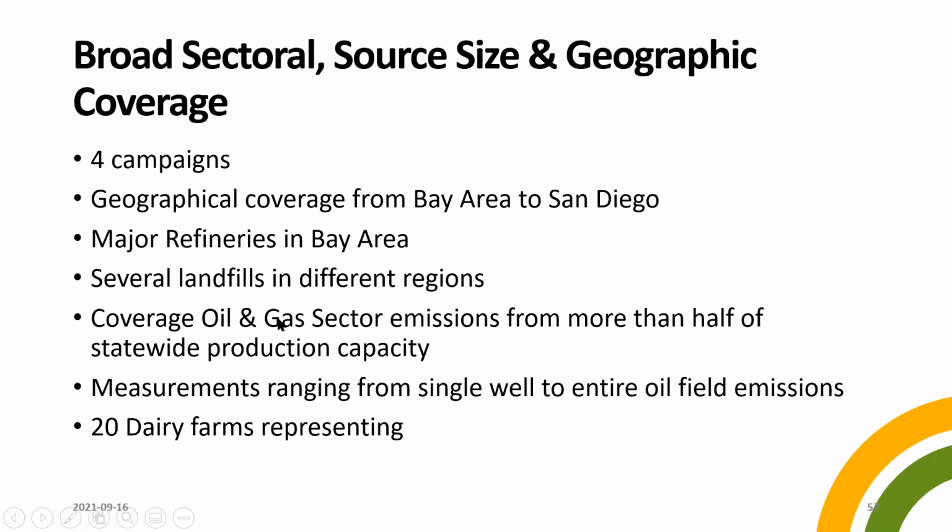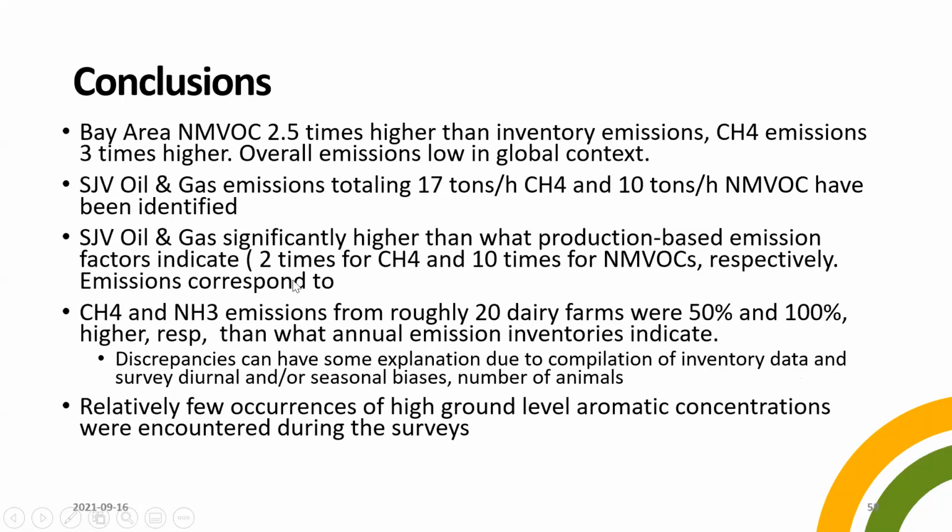We have studied 20 dairies. And some of the conclusions that you already heard are that the Bay Area emissions of the alkanes or NMVOCs were about 2.5 times higher than the inventory emissions, while the methane emission was 3 times higher. But overall emissions were low in a global context, in an absolute sense.